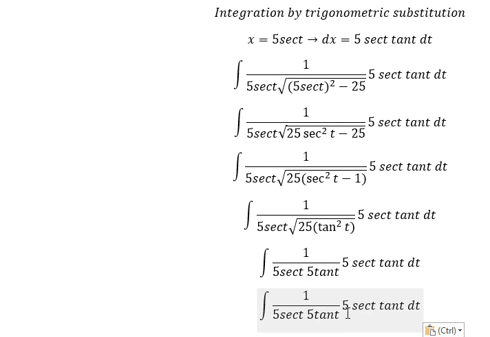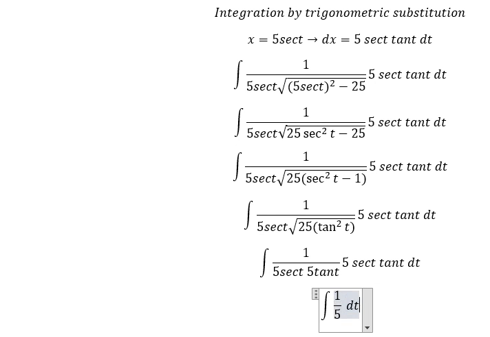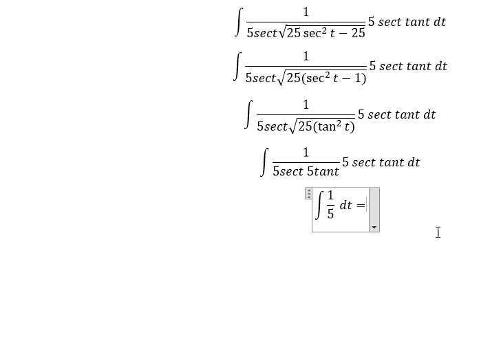Now we need to simplify 5 secant of t tan t on numerator and denominator. We have 1 over 5. The integration of 1 over 5 dt, we have t over 5, and we put plus c.